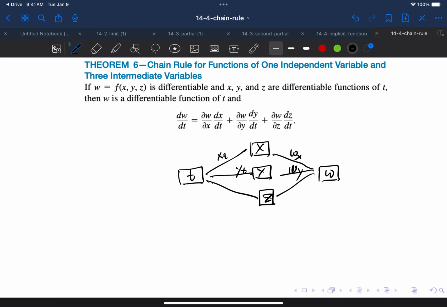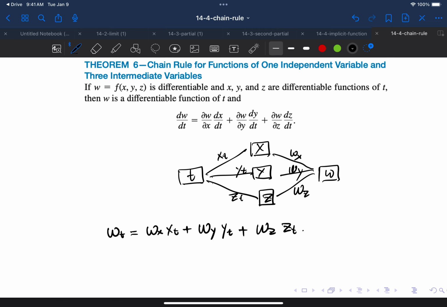And another possible path. The only difference from theorem 5 is we have three intermediate variables instead of two. So that means we have another path going from t to w, which is wz and zt. Now if you add them together, we get this one. So you can write this as follows: wt equals wx xt plus wy yt plus wz zt.